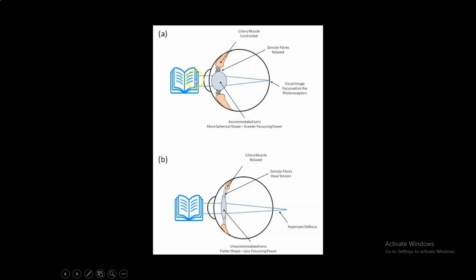So if you are looking at a near object, you get contraction of the ciliary muscle, which will relax the zonular fibers, and this will increase the diameter of the lens for looking at near objects, with miosis and convergence. If you're looking at a far object, the ciliary muscle is relaxed and the zonular fibers are under tension. They pull on the lens, they reduce the diameter of the lens so that you can look at a far object. This is how it works.